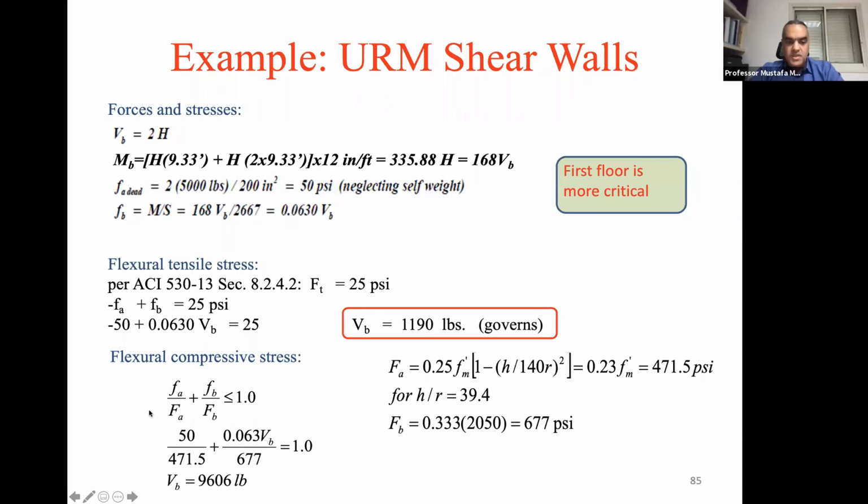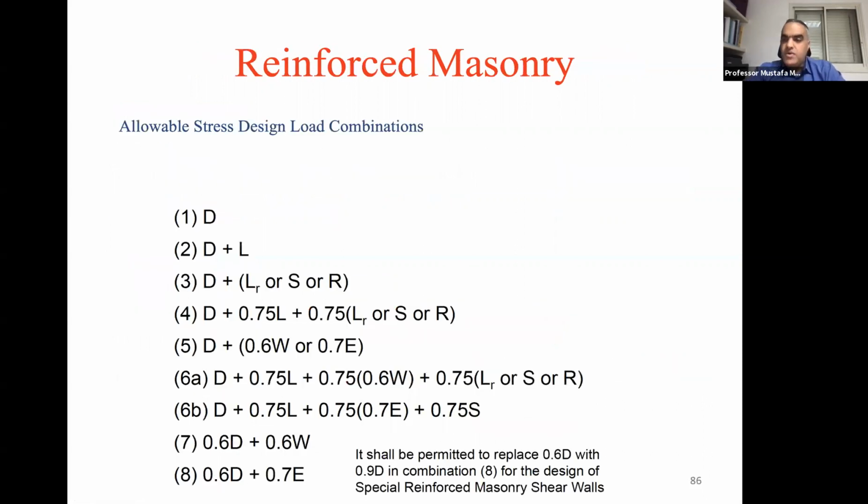Check compressive stresses using this equation now. So we know FA is 50, capital FA is calculated from here. We know all the information. Plus 0.063, this is coming from F sub B calculated here, divided by 667, that's F prime M divided by 3. So we have VB 9,600 pounds based on compressive stresses, compared to 1190 based on tension. So this one governs. This is the maximum load that we can apply.